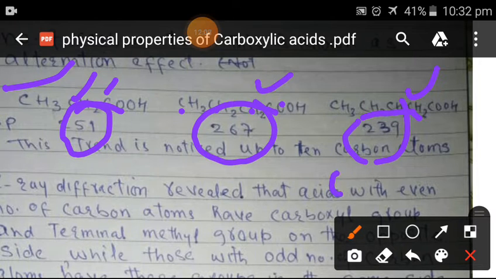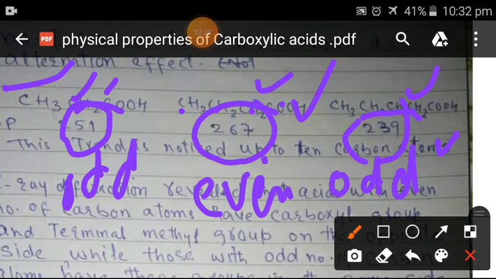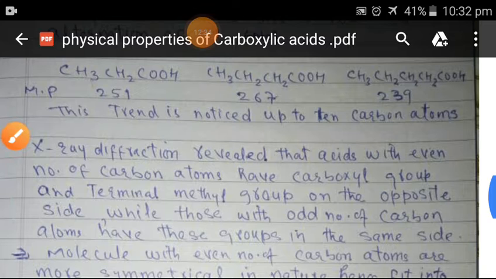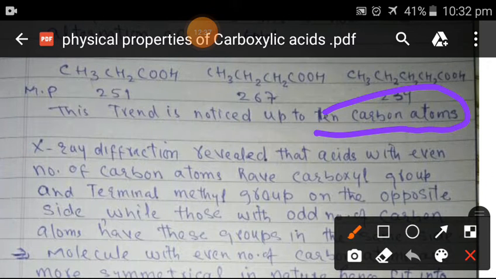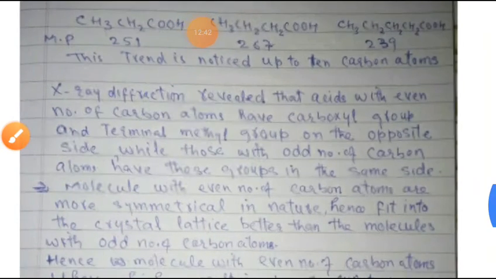So this one has an odd number of carbon atoms, this is also an odd number of carbon atoms, and this is an even number of carbon atoms. So the even numbered molecule has a higher melting point as compared to the molecule having an odd number of carbon atoms. This trend is followed up to 10 carbon atoms. Clear? We'll see what the reason behind this is.